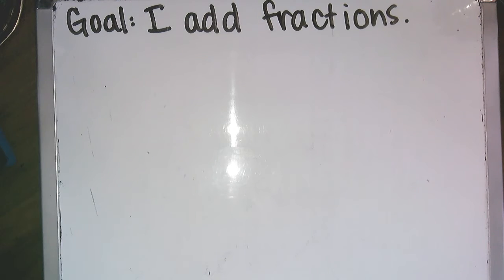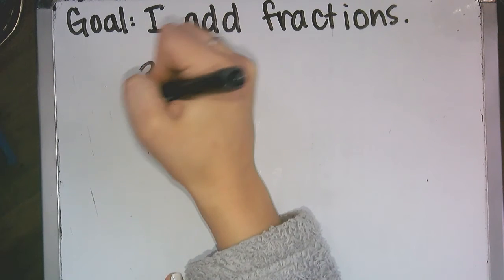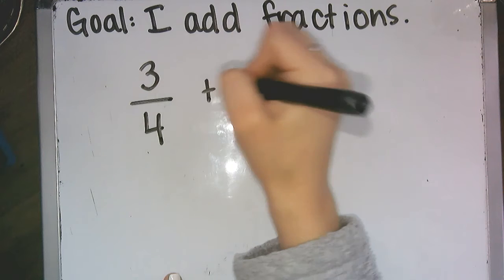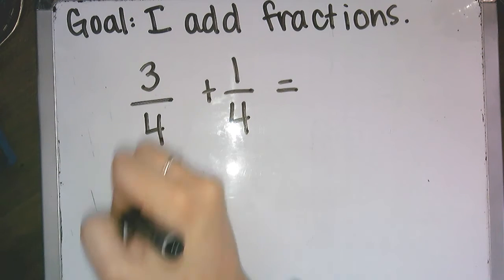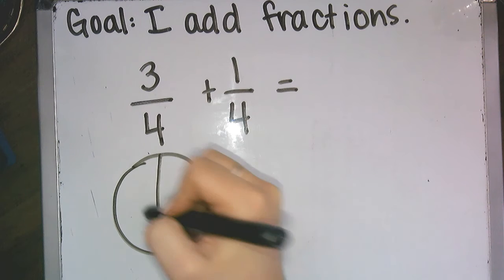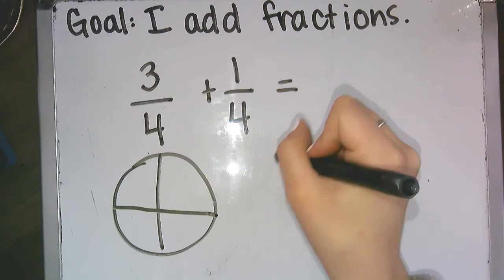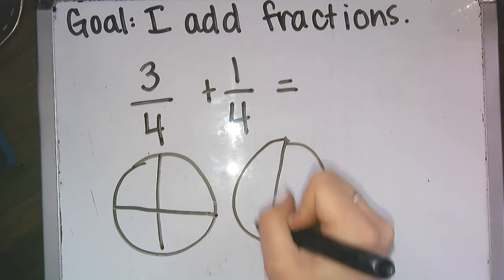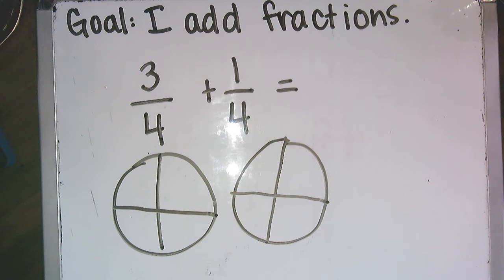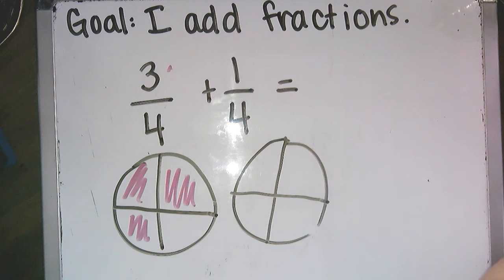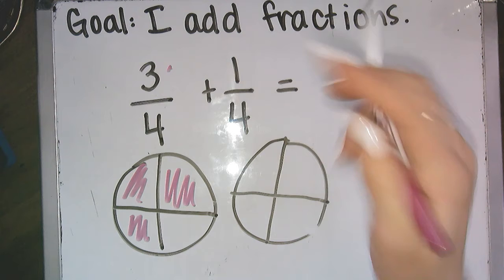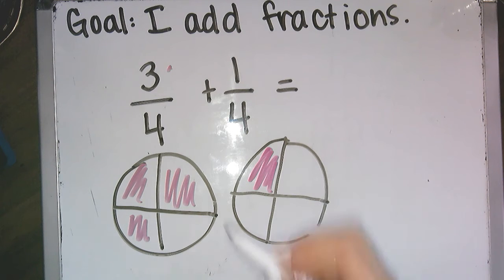So our first problem is going to look like this. We're going to have 3/4 plus 1/4. Now, when we think about this, we have fourths. So we have our circle that is put into fourths, or our fraction bars, which we'll do next. And for the first one, our numerator is 3. So 3 out of our 4 pieces is what we have. And in our second one, our numerator is 1. So 1 out of the 4 pieces is what we have here.